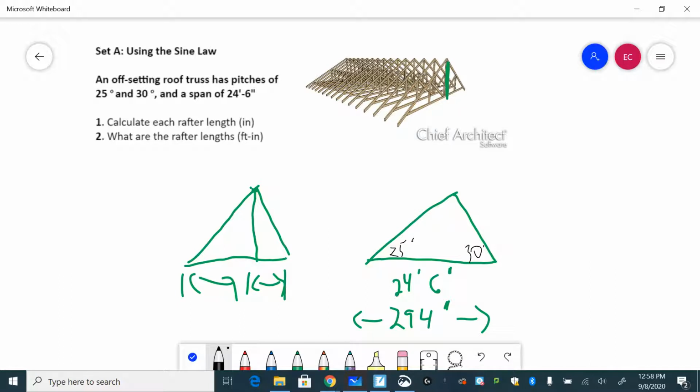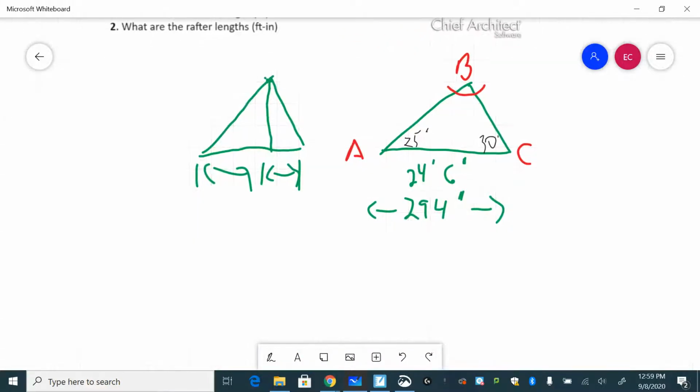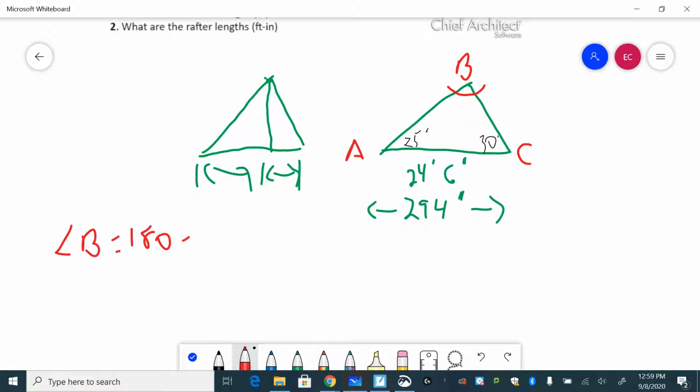If I label this A, B, C, you can solve for this angle right here, angle B, by doing 180, which is the sum of all interior angles. All three angles have to add up to 180. So angle B would be 180 degrees, subtract what 25 plus 30 works out to. That's 55. So 180 minus 55 would be the angle of the top, the vertical angle, so 125 degrees.